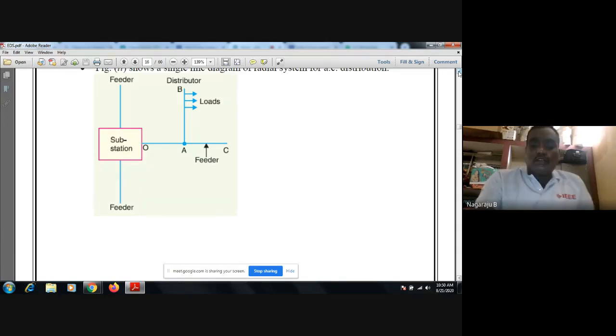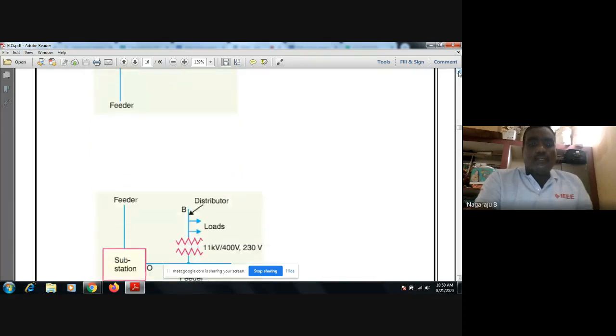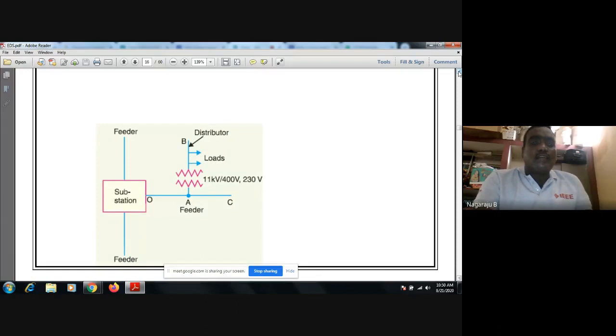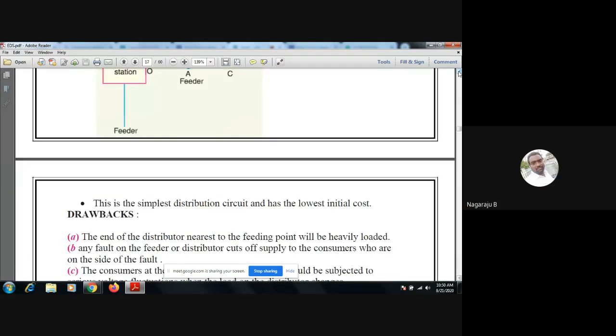When you come to the AC, you need the transformation, you need the conversion, from high level to low level or low level to high level, because of the distribution system pattern. And this is the simplest one.